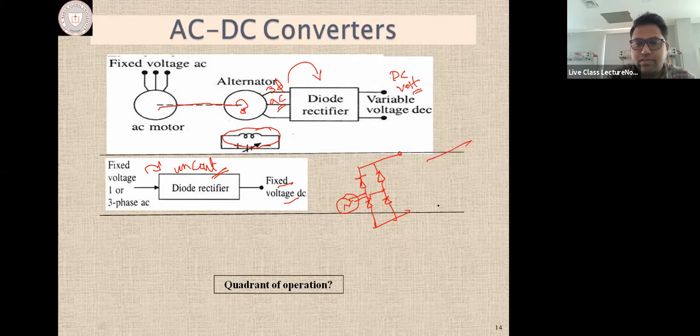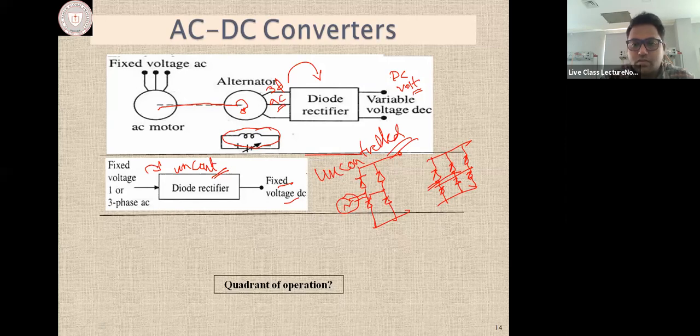And then this is for single phase. If you go for three phase, you need to attach one more leg to the thing. So it becomes three phase. So it was all uncontrolled rectification, right? Uncontrolled means there is no control over the output voltage, right? So then what to do? You need to control the voltages, right?